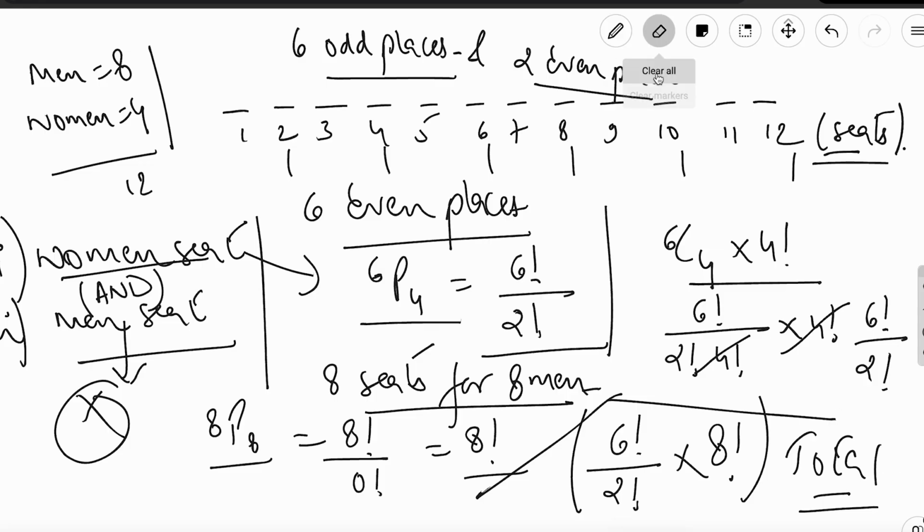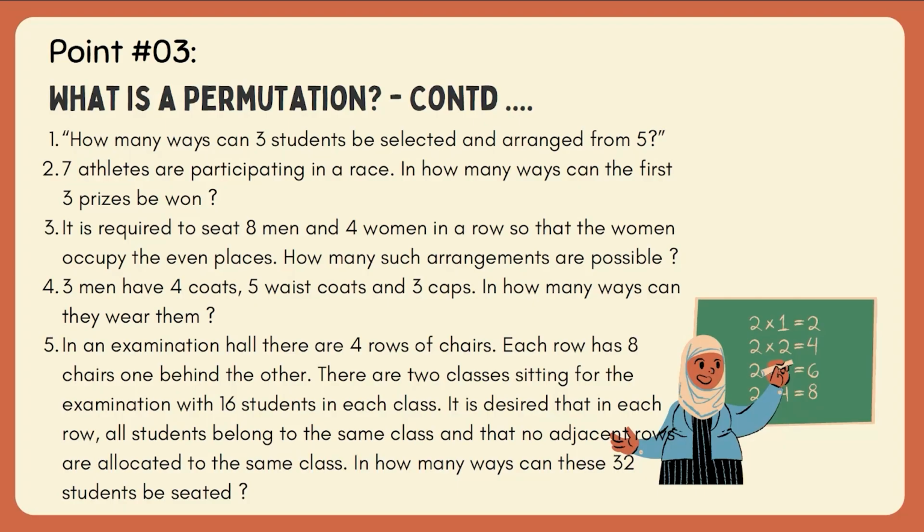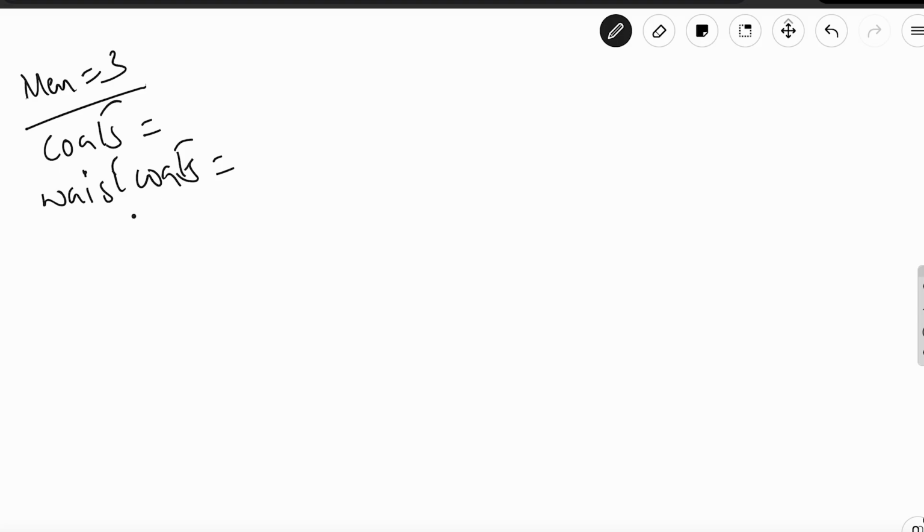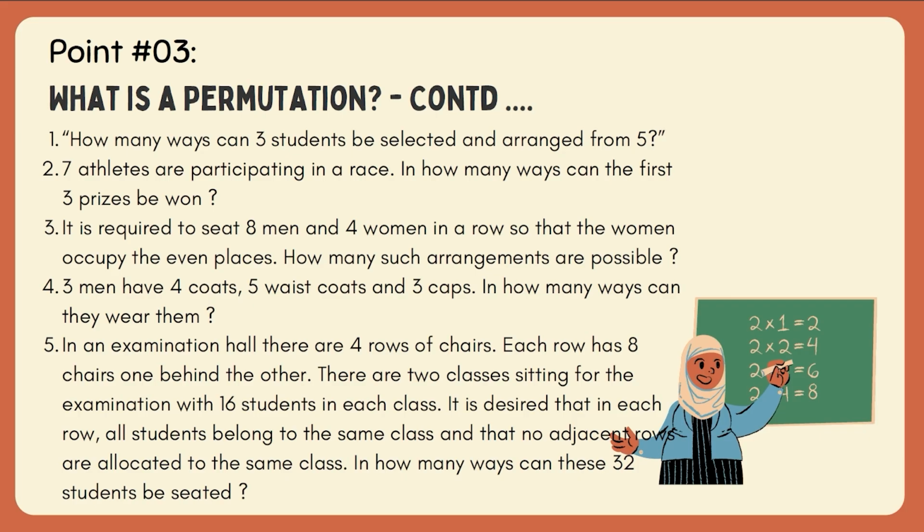Moving on to the next question. We have 3 men who have 4 coats, 5 waistcoats and 6 caps. Okay, so men are 3. We have coats, waistcoats and caps: 4, 5 and 3. 4 coats, 5 waistcoats and 3 caps. This is the information provided to us. The question is, in how many ways can they wear them?